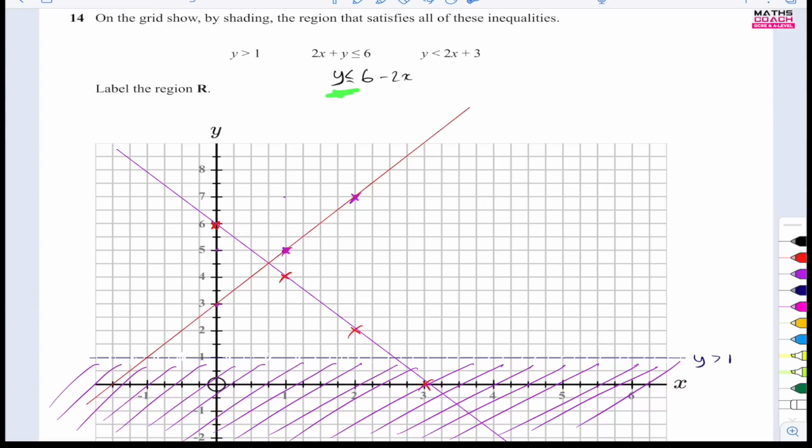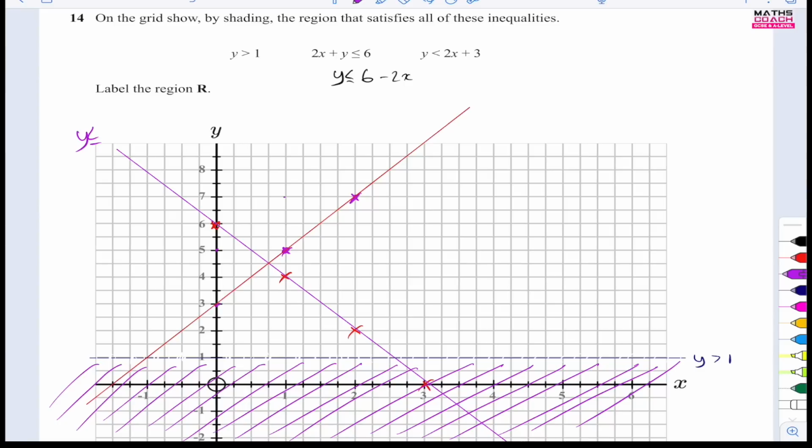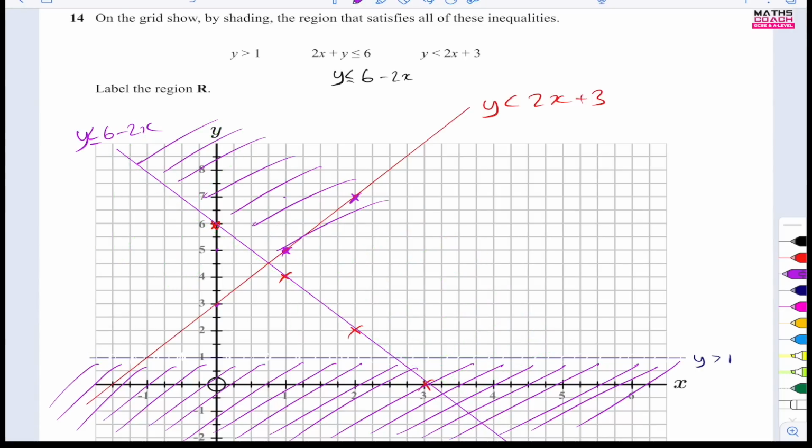So here, y is less than, all right? So let's look at that line. Oh, I didn't even label it, by the way. So let's quickly label that line. It's this line here, y is less than 6 minus 2x, and the other one is y is less than 2x plus 3. Now I'm looking at this line. I want the values of y less than. So if it's less than, I want below the line. I don't want this side of the line, so I'm going to shade that out. So here we go. I'm going to shade this all out.